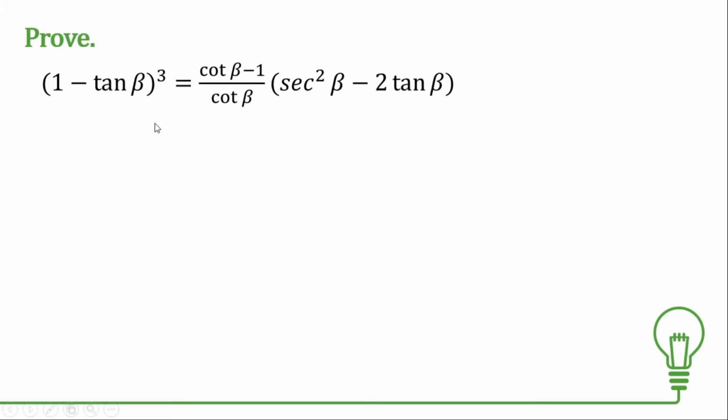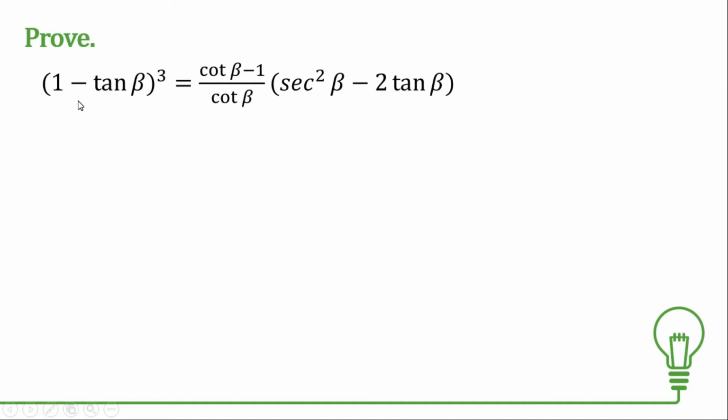Let's proceed with example number 2. So, if you notice, we have down here the cube of 1 minus the tangent of beta equals the cotangent of beta minus 1 over the cotangent of beta multiplied by the secant beta squared minus 2 tan beta. This is very complicated if we look at it. Alright? But if we are given the knowledge of the fundamental identities, then we can simply prove this one.